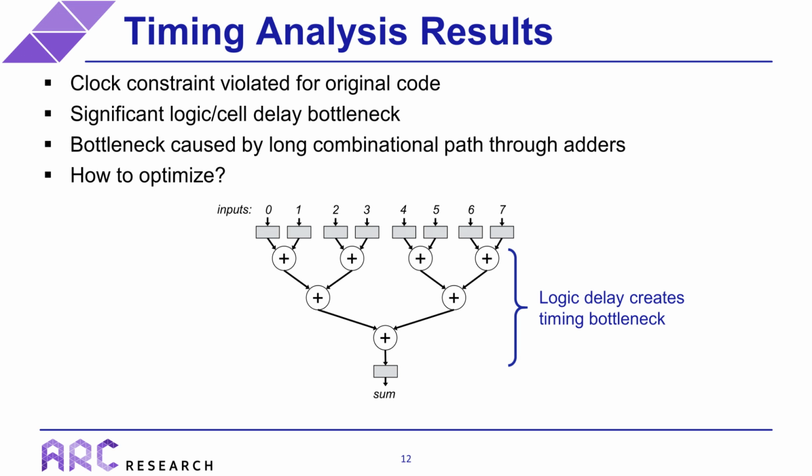Alright, so now we've gone through the timing analyzer and saw that the original 200 MHz clock constraint was violated by our original design. And we saw that the biggest bottleneck was due to logic or cell delays that resulted from a long combinational logic delay between all of the adders. So how do we go about optimizing this? Well, if you remember from the previous presentations, one common way of reducing logic delays is through pipelining. So let's go ahead and try that.